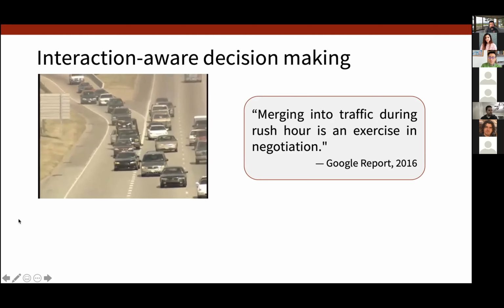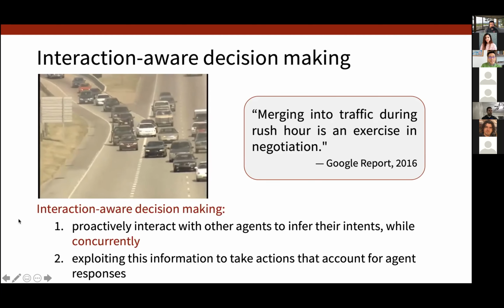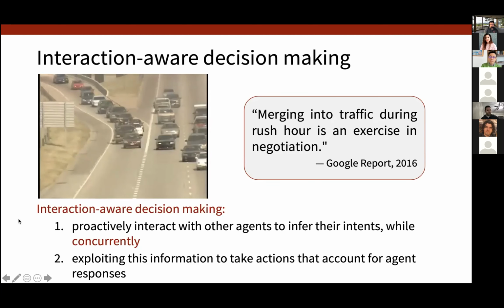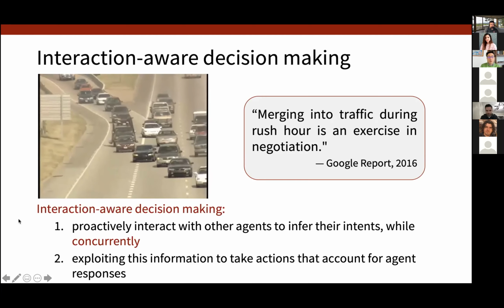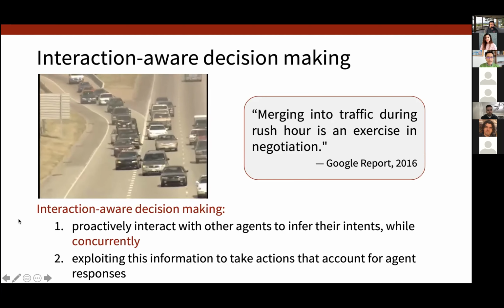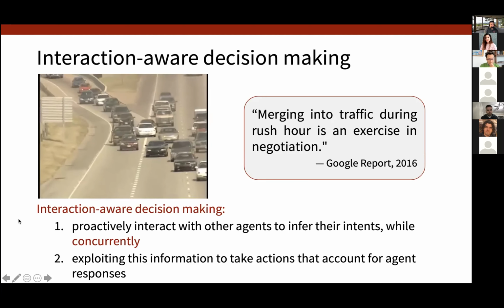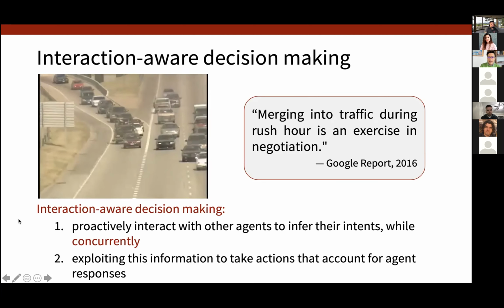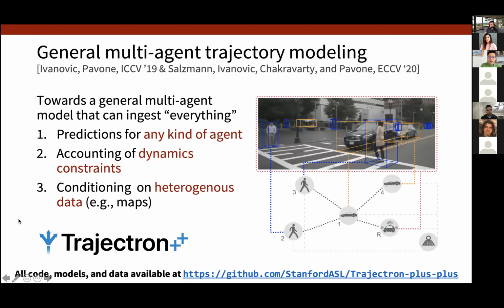In other words, autonomous systems should be able to perform interaction-aware decision-making, which refers to the capability of proactively interacting with other agents to infer their intents, while concurrently exploiting this information to take actions that account for agent responses. Our key approach to enable interaction-aware decision-making is model-based, whereby a probabilistic understanding of an interaction dynamics is used as a basis for policy construction.